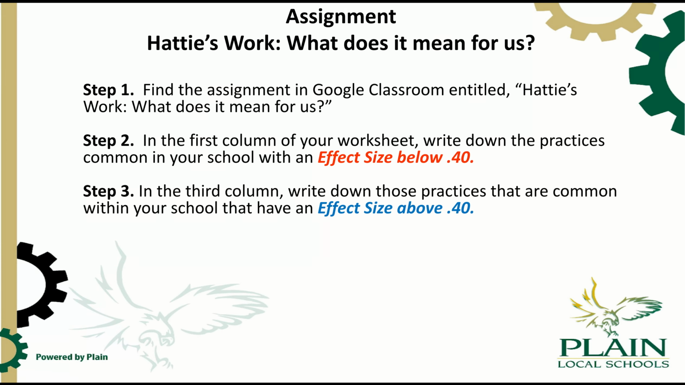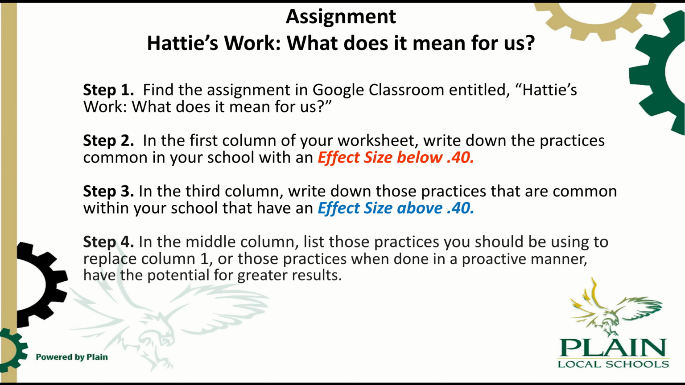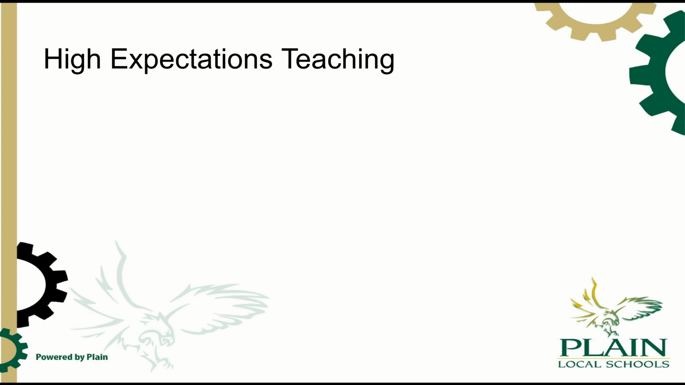The next step then is that in the last column, in the third column, write down those practices that are common within your school that have an effect size above 0.40, the ones that Hattie has found to be most effective. And then finally, in the middle column, list those practices that you think you should be using to replace column 1, or those practices, when done in a proactive manner, have the potential for greater results. In other words, what are some things that are on the Hattie list that you think you could incorporate to have a larger effect on student learning?